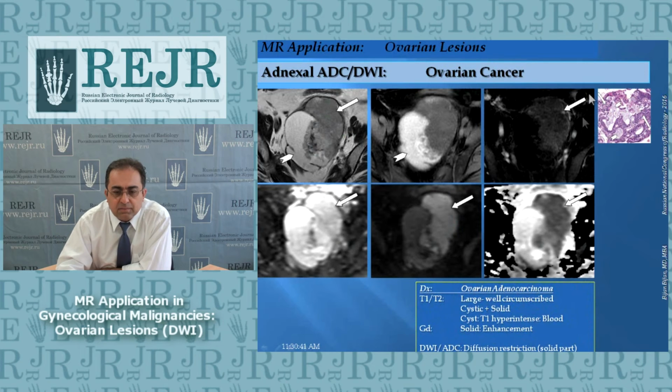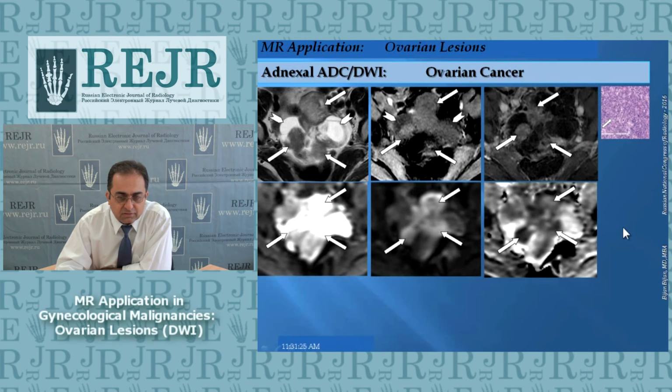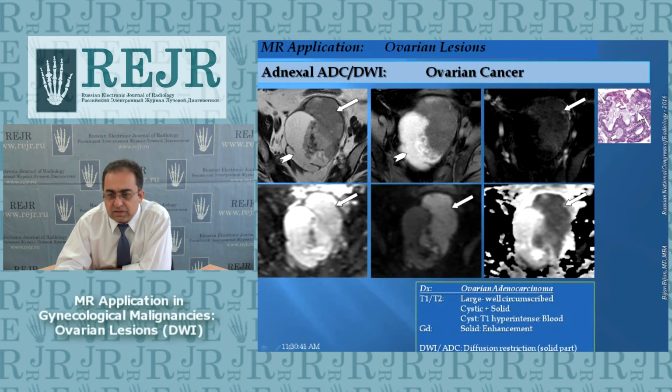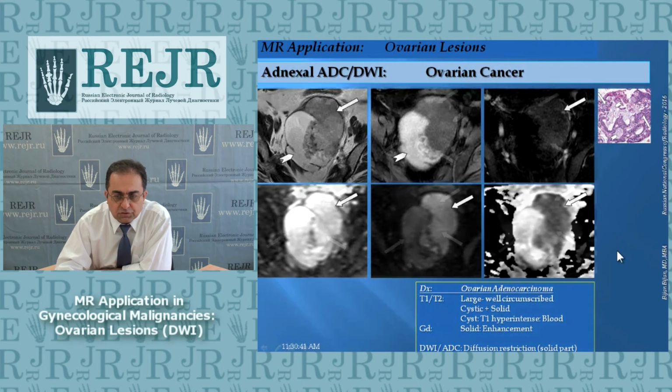This is a case of an ovarian adenocarcinoma. As you see, this has a big cystic component with a large solid component as well. And this solid component shows a high signal on DWI and dark signal on ADC. So this has a definitely malignant feature. As you see here, this is the heterogeneous appearance of the tumor on the histology.